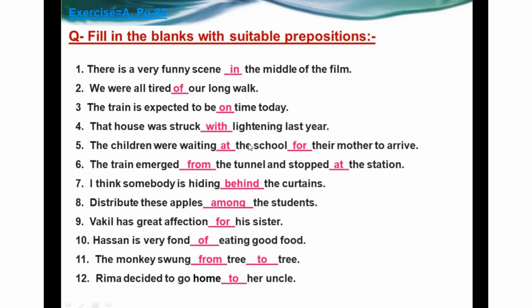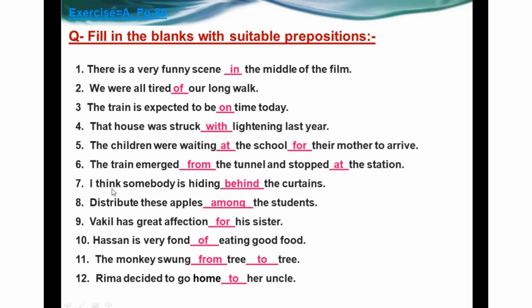Number 6, the train emerged dash the tunnel and stopped dash the station, okay? From where the train emerged? From the tunnel. When something belongs to somewhere, for that we use from, okay? And stopped dash the station. Like I told you, station is some place, right students? So what preposition do we use for places? At, okay? So I will repeat what the whole line will become. The train emerged from the tunnel and stopped at the station, okay?